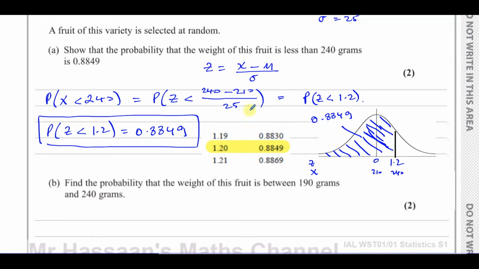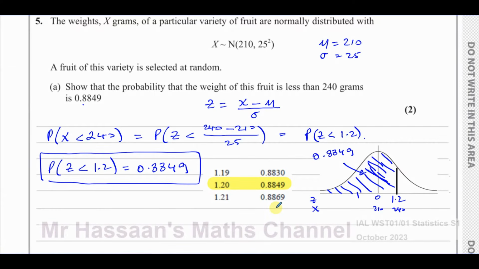Some people just put everything in the calculator. They don't show any steps, and they write the answer down, which will not be sufficient, especially when it says show that. They want to see the standardization taking place, the 1.2 here. And so I think it's better just to use a table, to be honest, rather than use a calculator, unless you want to use it just to check, because of that reason.